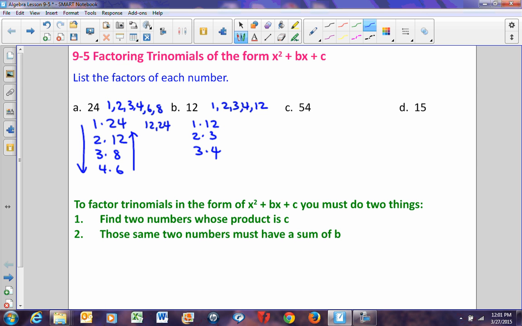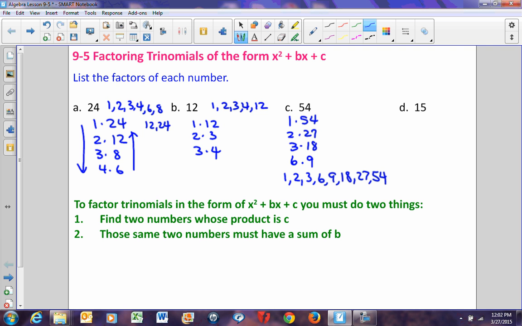For 54, there's a lot of factors, at least more than there are for 12. There's 1 times 54, 2 times 27, and 3 times 18. I know 3 works easily because 5 plus 4 is 9. 4 doesn't go into 54. 5 doesn't go into 54. 6 does: 6 times 9. 7 doesn't. 8 doesn't, but 9 does. So all my factors are 1, 2, 3, 6, 9, 18, 27, and 54.